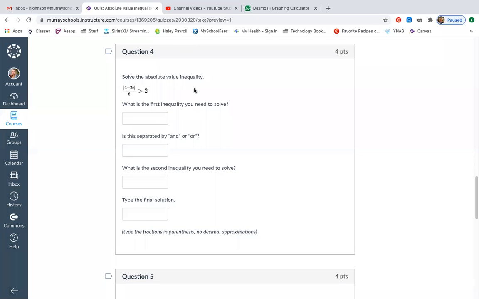So let me, not him. Okay, we have the absolute value of 4. Doesn't look like an absolute value. Oh boy, this is really embarrassing.